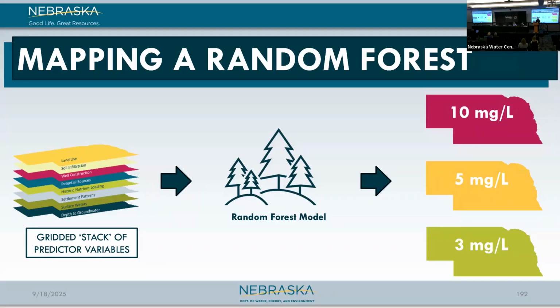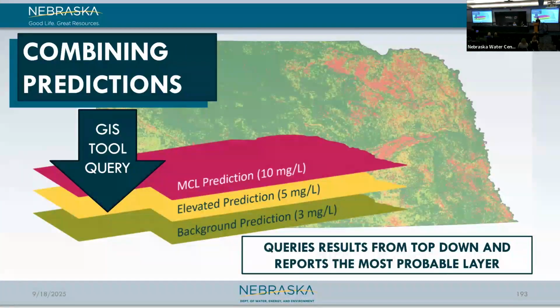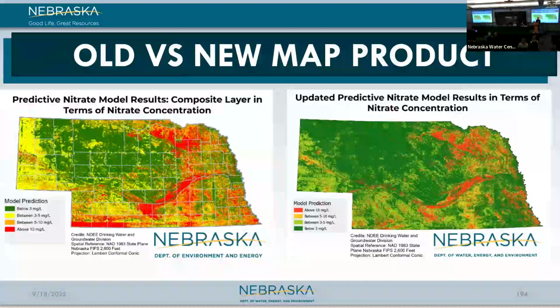So if it's above 3 milligrams per liter, we can be pretty certain that anthropogenic sources are causing the nitrate in the alluvial system. And that's kind of how we use the model to identify areas where private domestic wells are likely to exceed those thresholds. We combined all these predictions into one map for our GIS tool. So we look downwards with a query from the most important down to report back to the user essentially what we think is likely for their area. So that is how we used this method to develop this map.